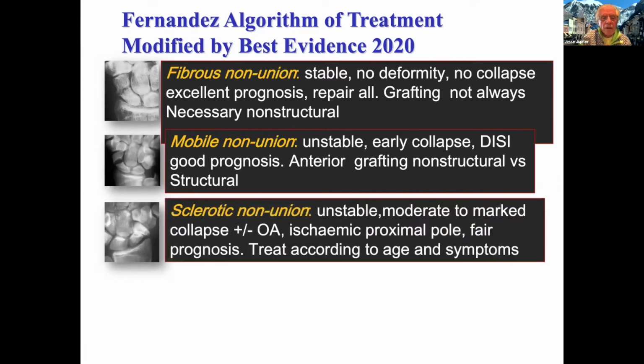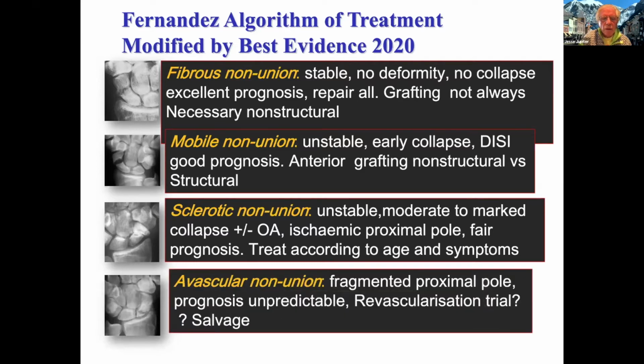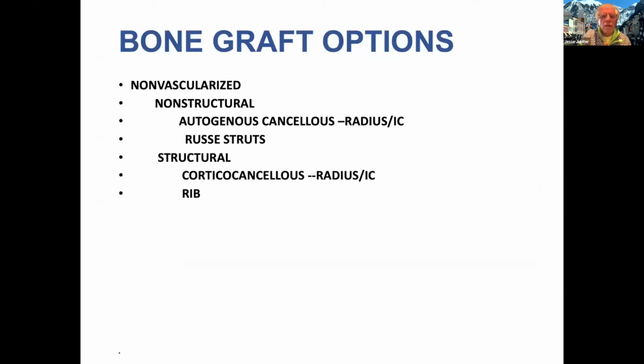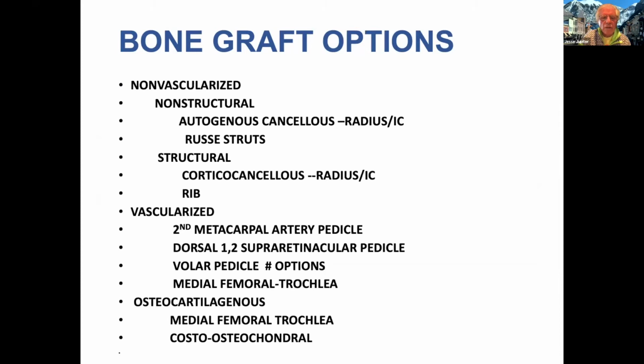Once you start getting this position, as Dr. Blazer showed, we start having more problematic, and we have to start thinking about the age and the symptoms with carpal arthritis developing. And as was touched on, and Kyle Bickel will talk about this more, is there a need for a revascularization trial for some of these very proximal pole avascular situations? I'll try to stay with the non-vascularized grafts, and Kyle will talk about vascularized and other alternatives for this.